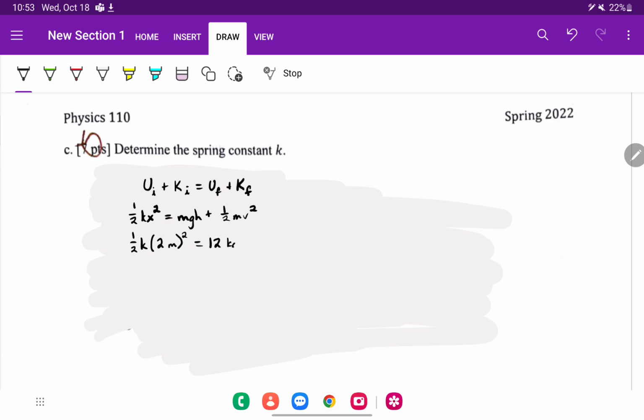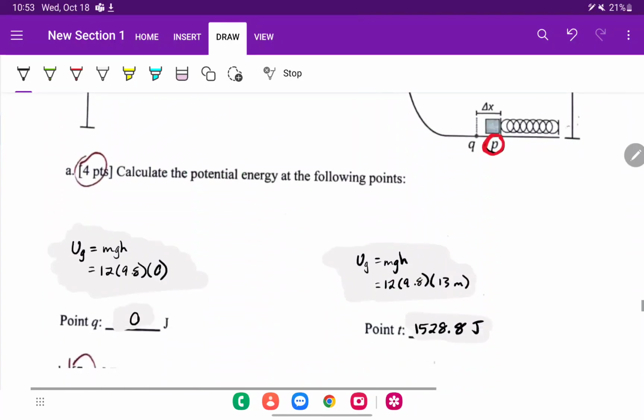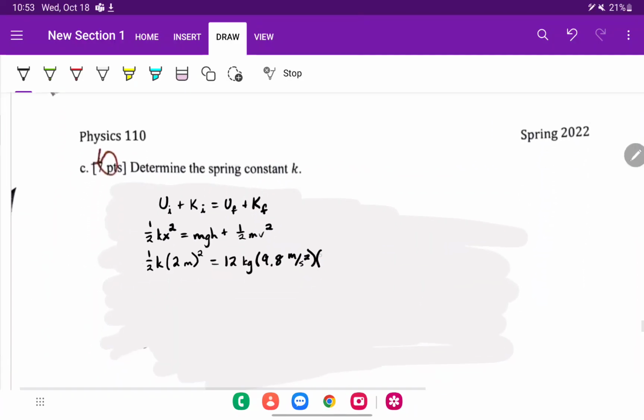We have our mass of 12 kilograms. We have gravity. And we have a height of 15 meters.